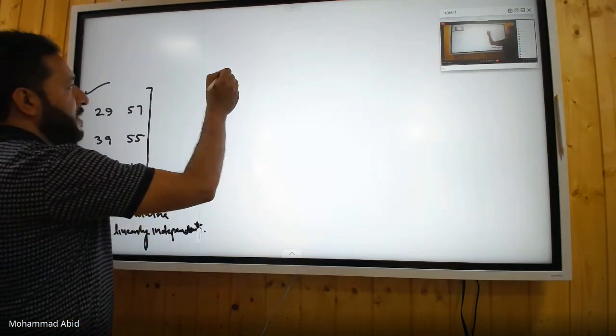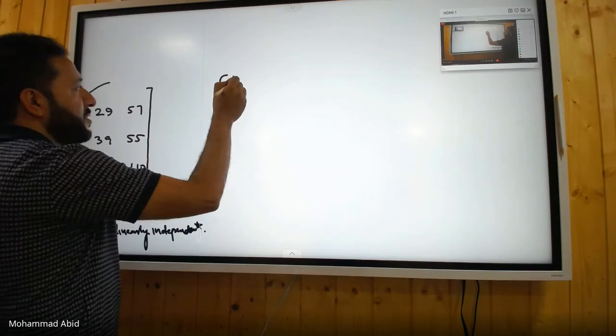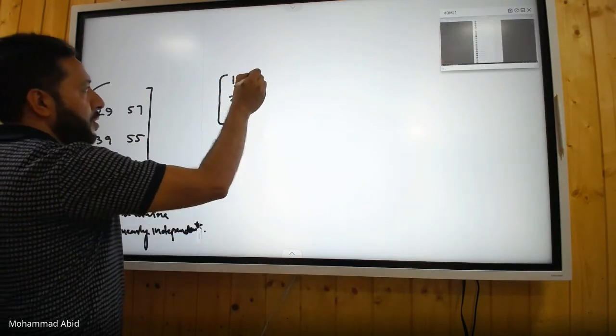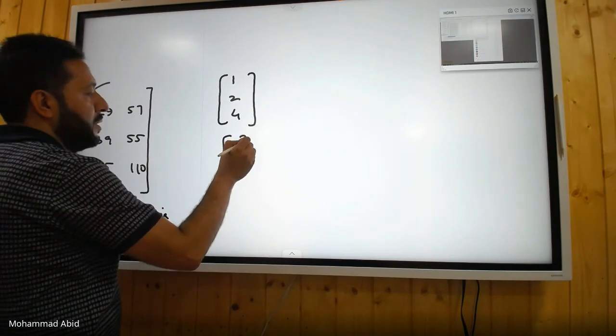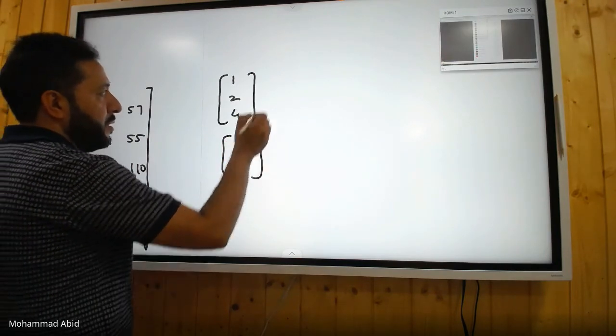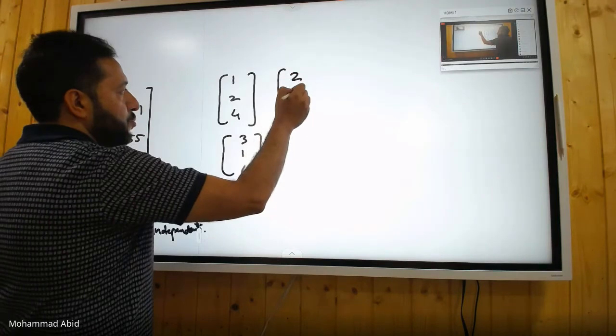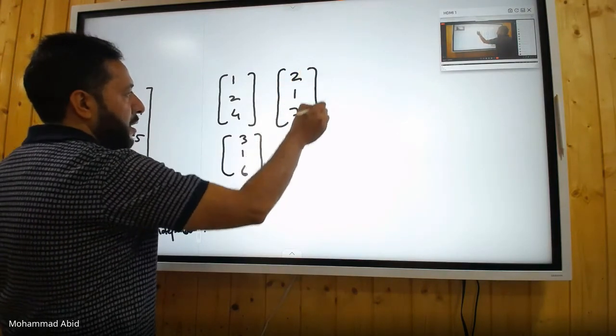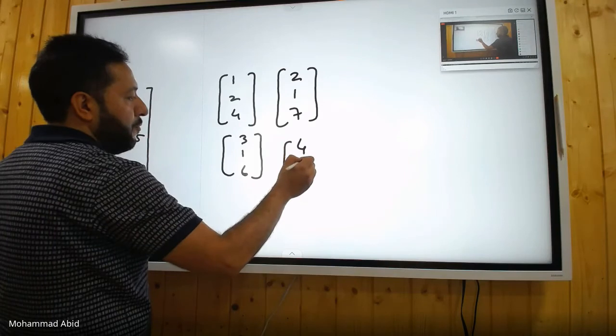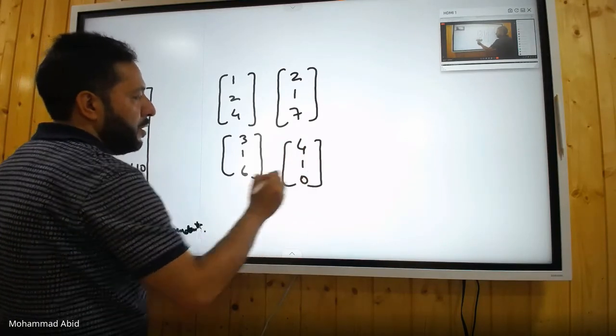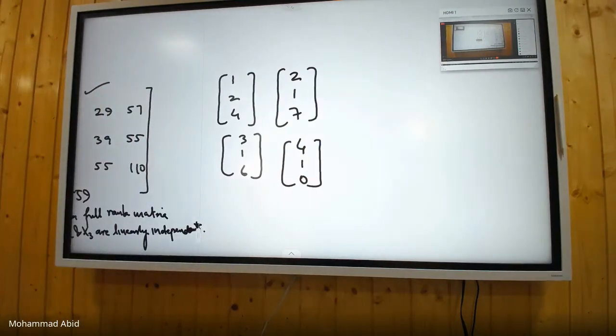Now, let's say you have another set of vectors like this. Let's say you have got a set of vectors like 1, 2, 4, 3, 1, 6, 2, 1, 7, and 4, 1, 0. Enrollment number 53. Yes, sir. Now, tell me what about the dependence independence of these vectors. How will you check whether this set of vectors is dependent or independent?